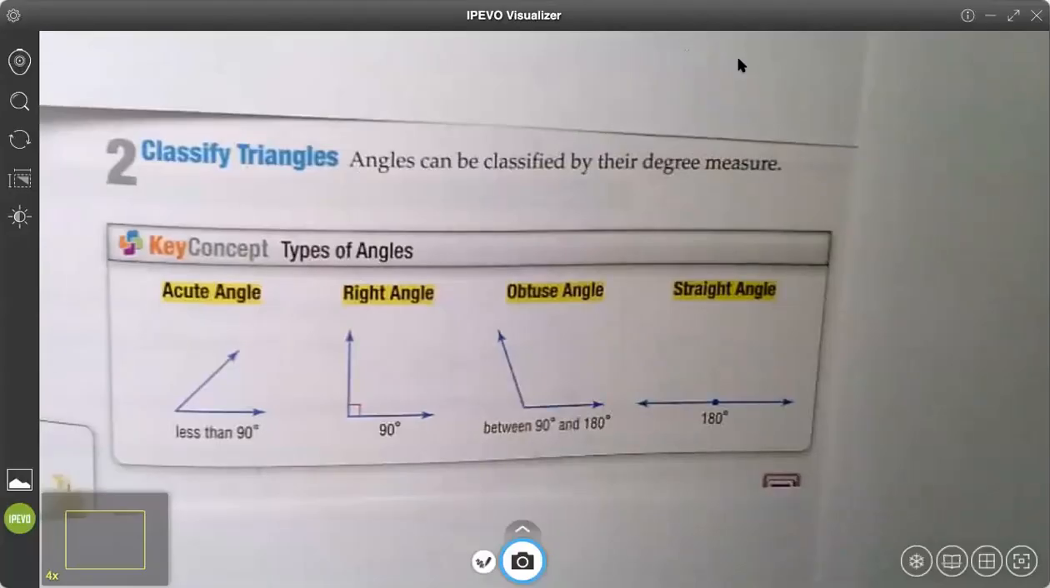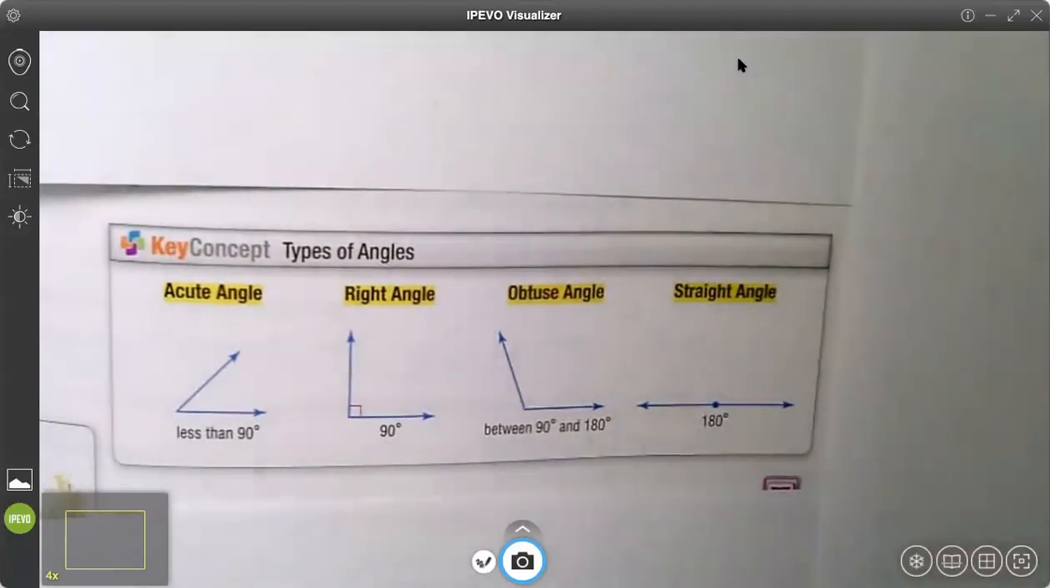Here's a quick review of our angles. Types of angles are acute angles, less than 90 degrees, right angles, exactly 90 degrees. You'll see that little square in there telling you it's a right angle. Obtuse angles, greater than 90 degrees, but less than 180. And straight angles, exactly 180 degrees.